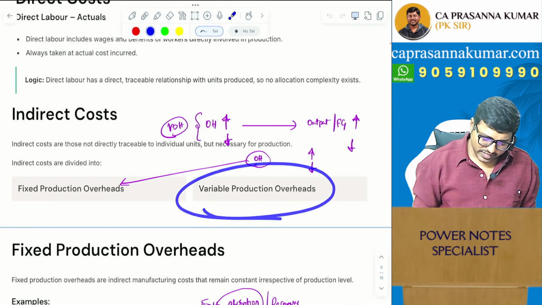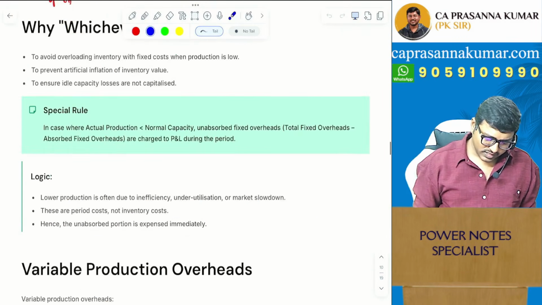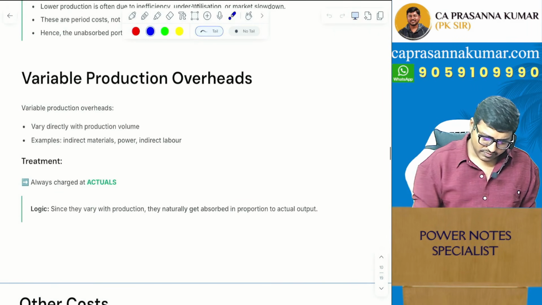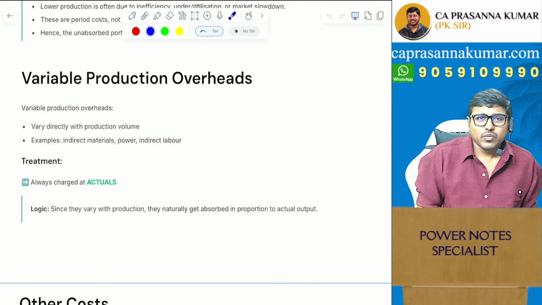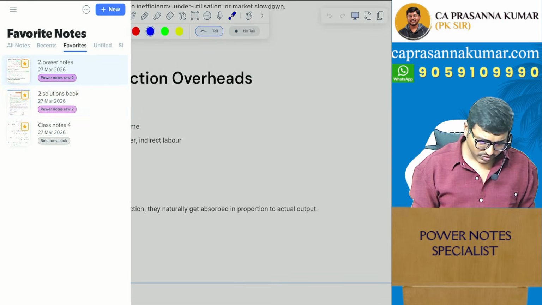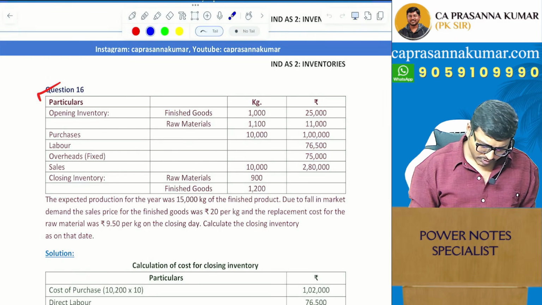Again, in case of variable, it's very easy. In case of variable production overheads, whatever is incurred in the question, the actuals, you'll take. For example, look at this question. What is the variable production overheads over here? I think it is not given. Entire overheads is fixed only. This question, it's not there.